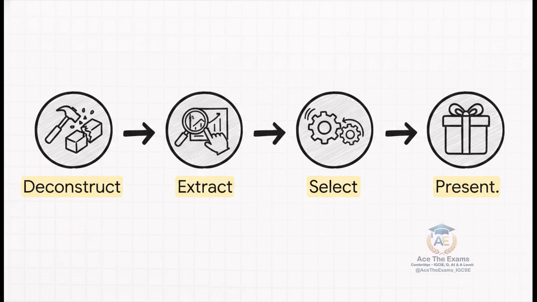Then you extract the raw data from the graph. You select your framework, like the Peel method we discussed earlier, to structure your logic. You execute the calculation flawlessly. And finally, you present it perfectly with the correct specific units. It is a foolproof step-by-step system that completely removes panic from the equation.